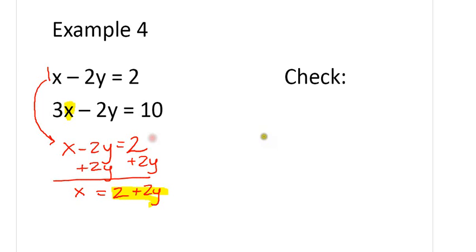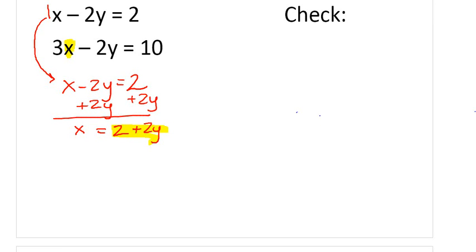So I'm going to go ahead and substitute whatever x is equal to into that second equation. So here, let me show you. I have 3, but instead of x, now I've got 2 plus 2y minus 2y equals 10. Looks nasty, but in a second it'll be okay.